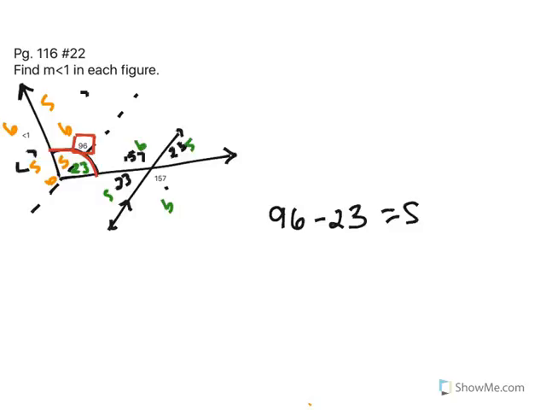So let's do that. We'll get 73. S is 73. So this is 73. So we know that all of our smalls up here are going to be, I'm going to do a different color, 73. 73, 73.